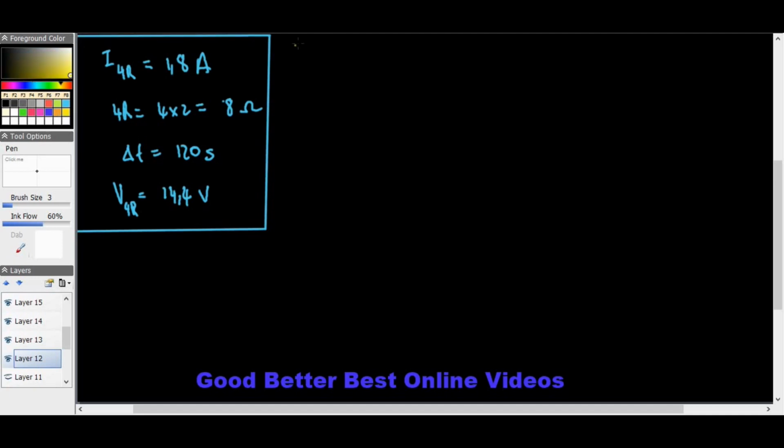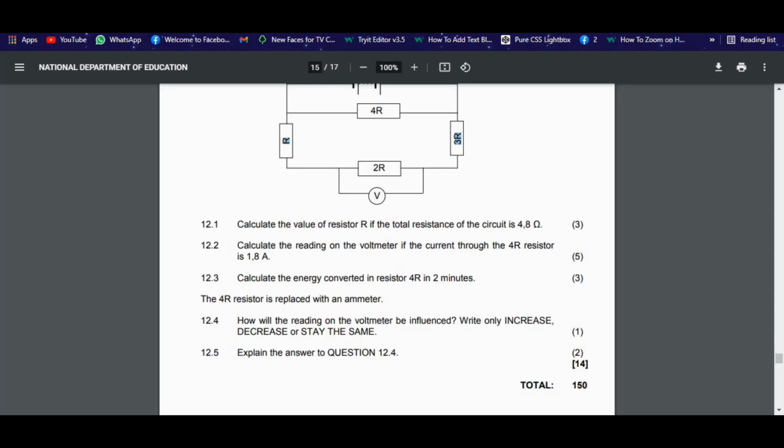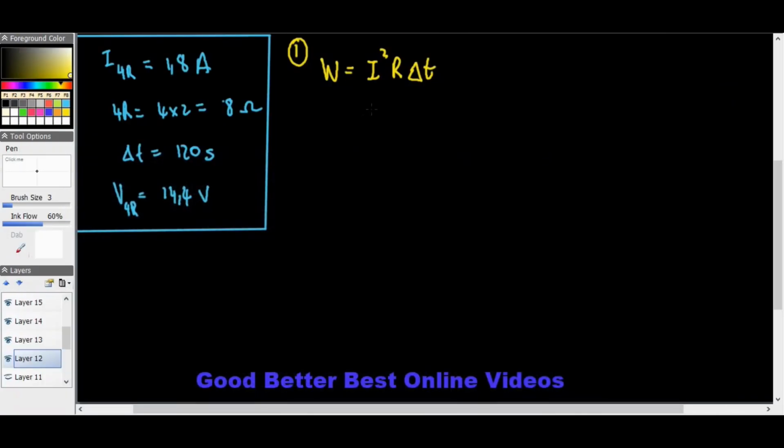Okay, so the first one is the energy dissipated. W is equal to I squared R delta T. I wouldn't say it's a power formula, but it's an energy formula, of course, which does tie in with power. So the energy dissipated, let me just make sure it is that question. Energy dissipated, energy converted, same thing, different flavor.